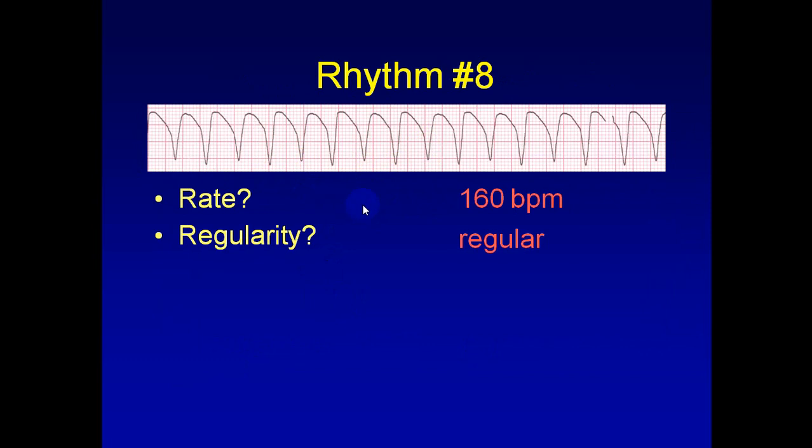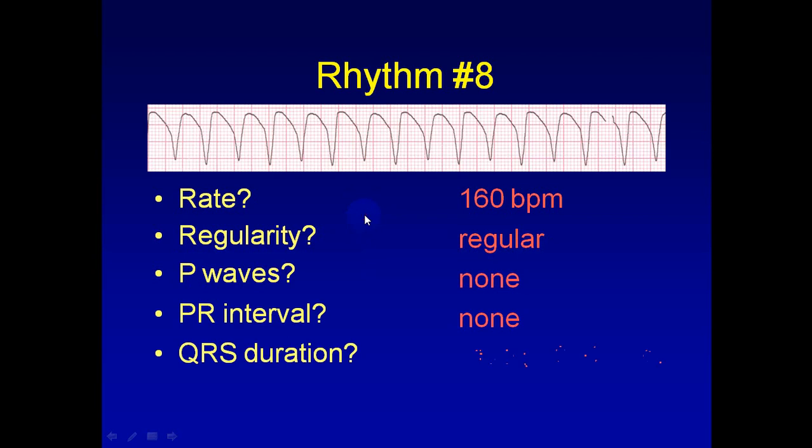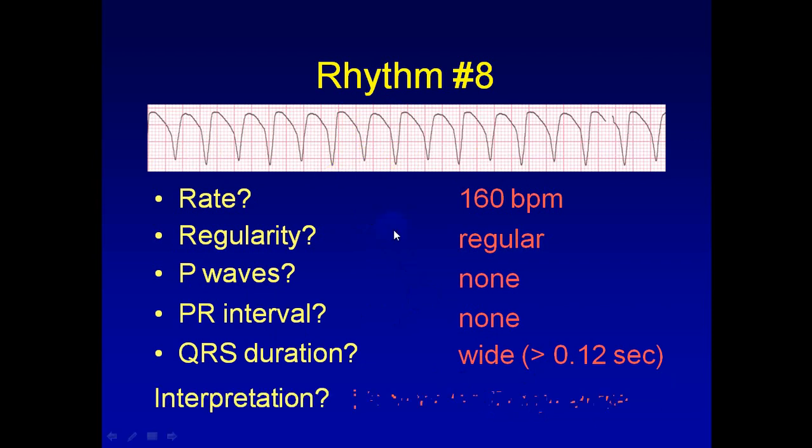Regularity seems to be regular. There is no P wave, there is no PR interval. The QRS complex is wide. This is about 5 small boxes, nearly more than 1 large box. So it is more than 3 small boxes, which is the upper limit of a QRS complex. The shape is bizarre, but they look alike, the same, except for voltage. Some are high, some are low. This is what is called ventricular tachycardia.